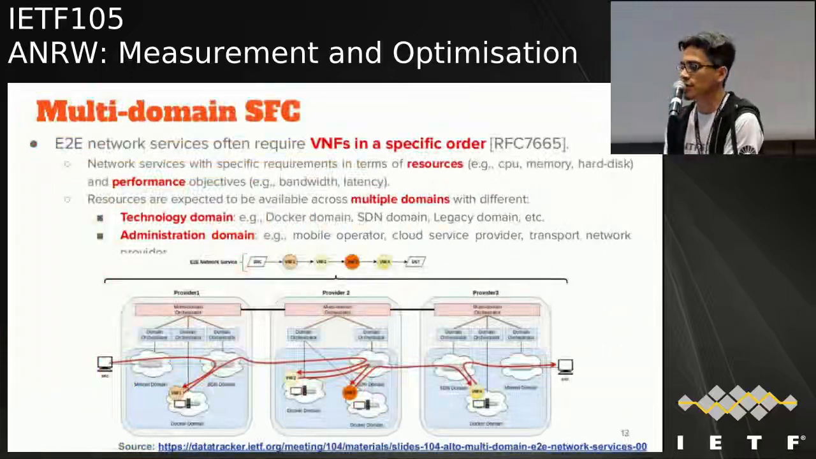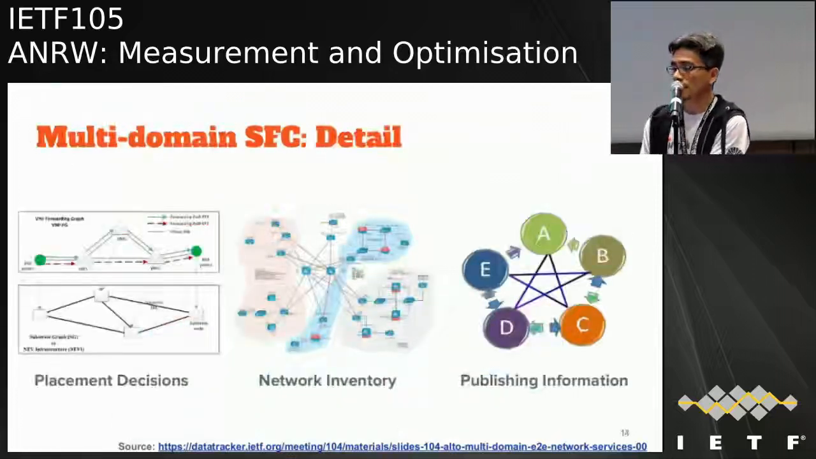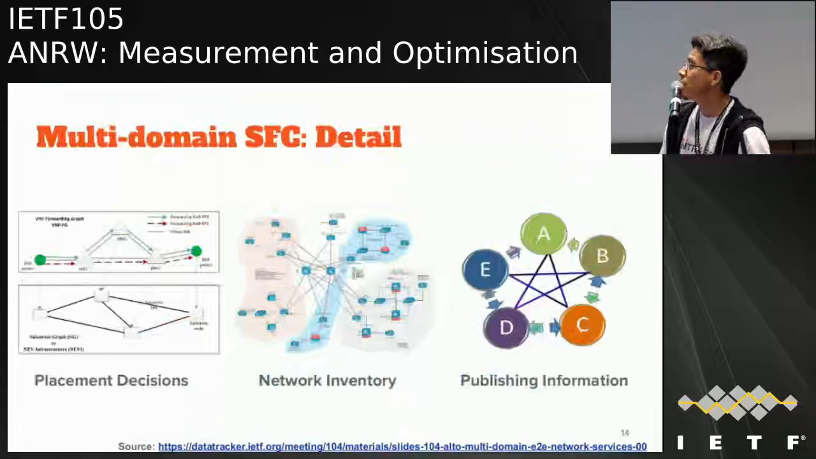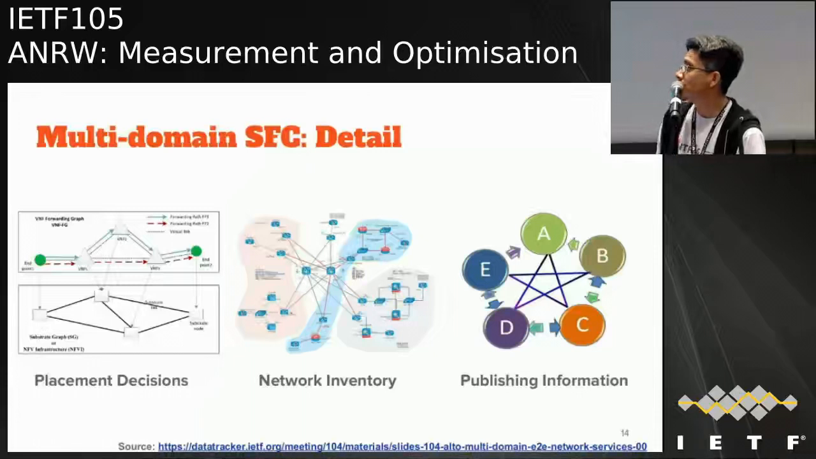Related to multi-domain service function chaining, an end-to-end network service often requires physical or virtual network functions in a specific order. Currently, network operators are starting to offer customers the possibility of configuring network services with specific resources and performance. Such resources are expected to be available across multiple domains with different technologies or different administrations. As I mentioned, an end-to-end network service is composed of a set of virtual network functions and a set of paths. So the deployment decision problem involves discovering the best candidate domains and the best feasible paths to connect such domains.